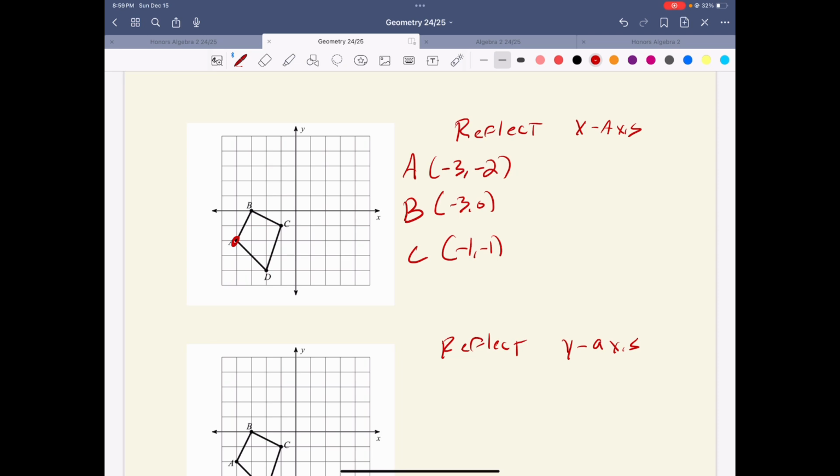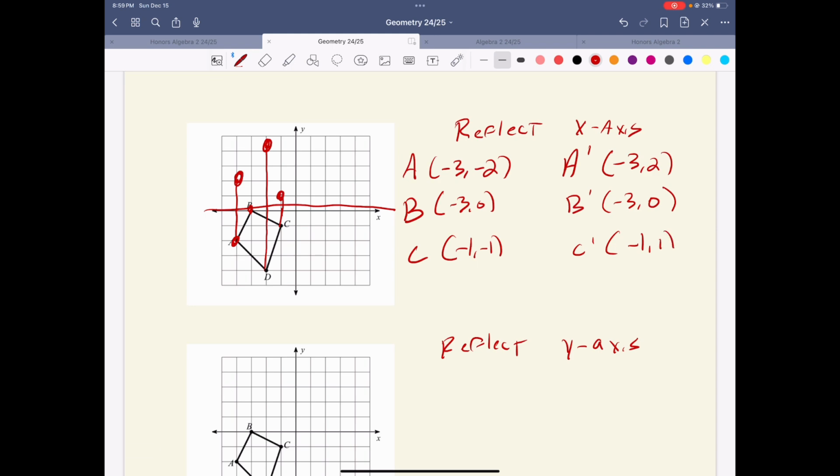And my c value is at negative 1, 1. So if we reflect it across the x-axis, okay, means I'm going up 2, it's going to go right there. My b is going to be there. My c is going to be there. My d is going to be there. So my a prime, remember when you're doing the x-axis, the y value goes to the opposite. So that's negative 3, 2. My b prime value is going to be negative 3, 0. It's not doing anything. My c prime value is going to be negative 1, 1.